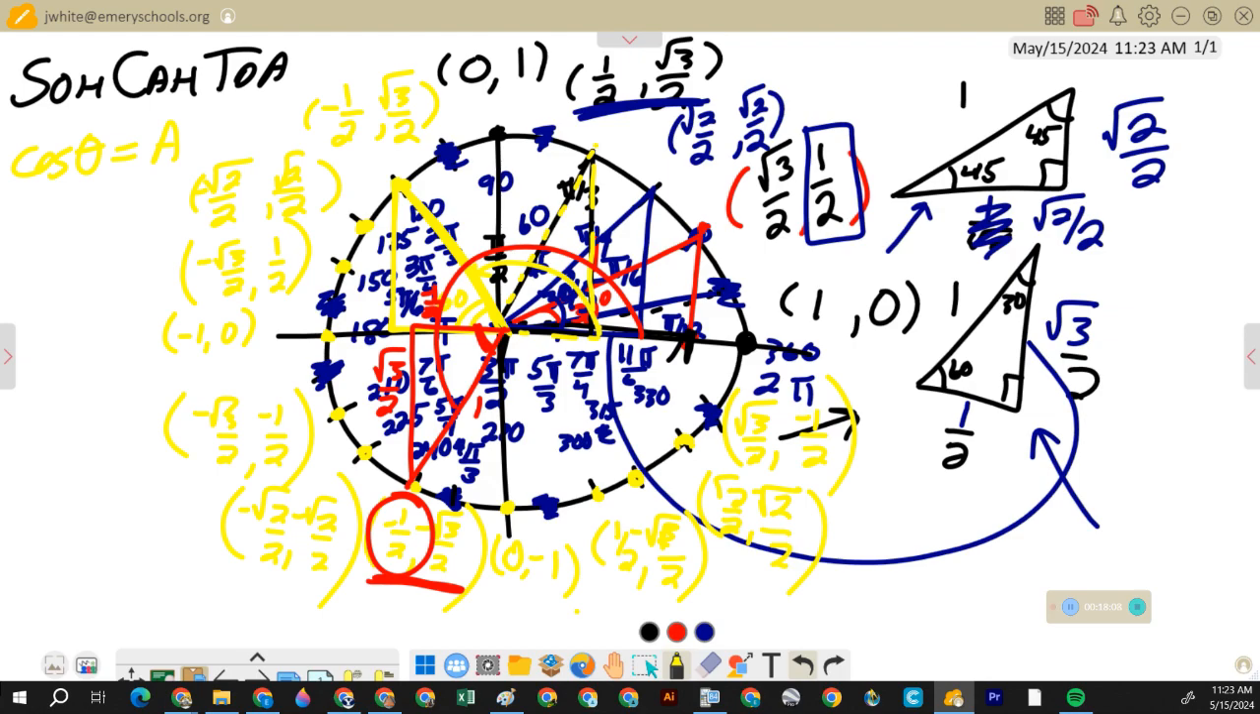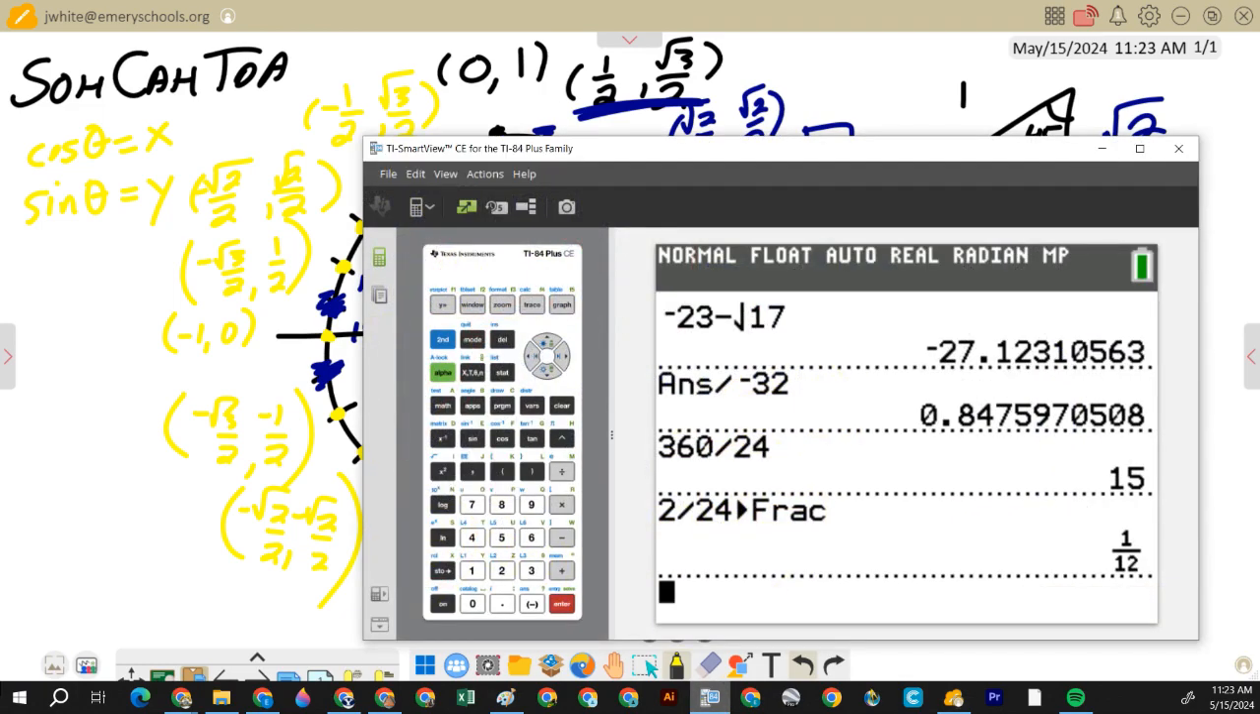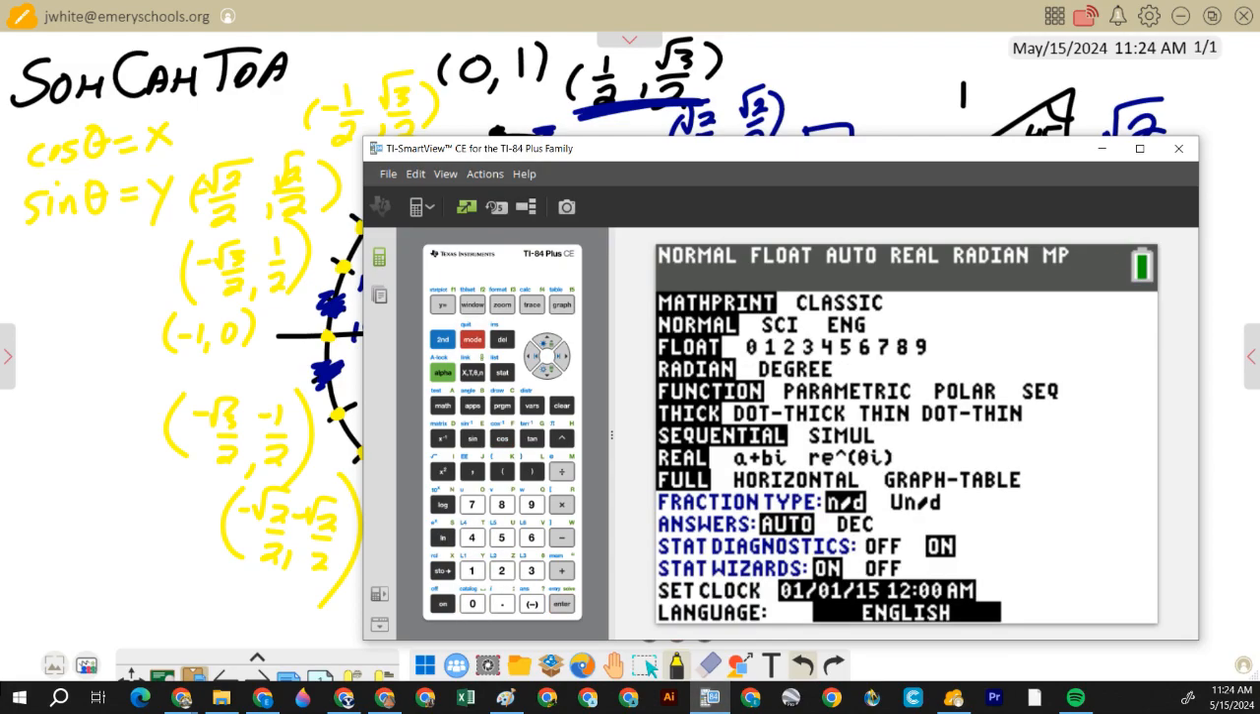And if you look at all of these triangles, there's a triangle, there's a triangle, there's a triangle, and there's a triangle, which one of those sides is always A? The x coordinate. So the cosine of theta is the x value, and the sine of theta is the y value every time. So watch this. What is the cosine of 240? Let's make sure I'm in degrees. I'm not.